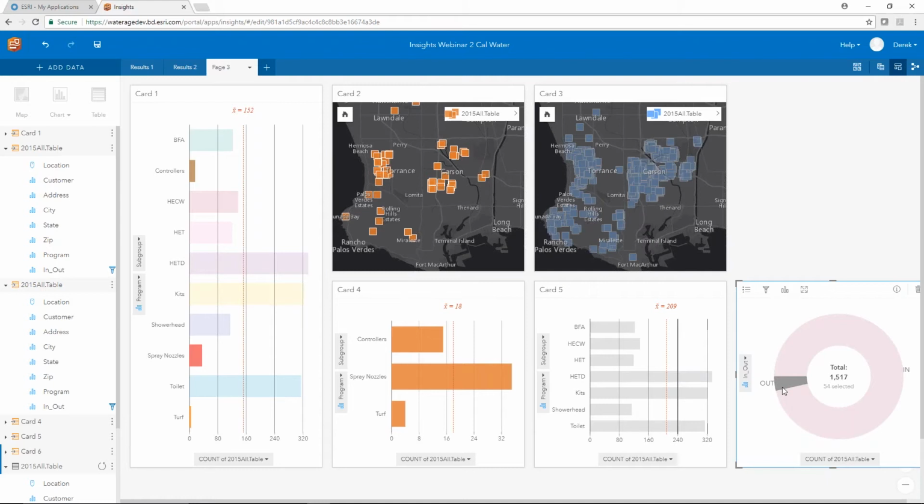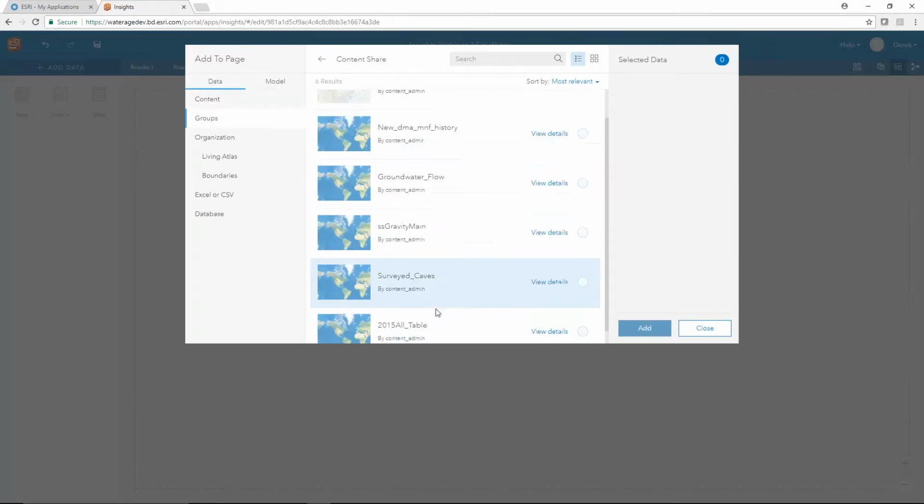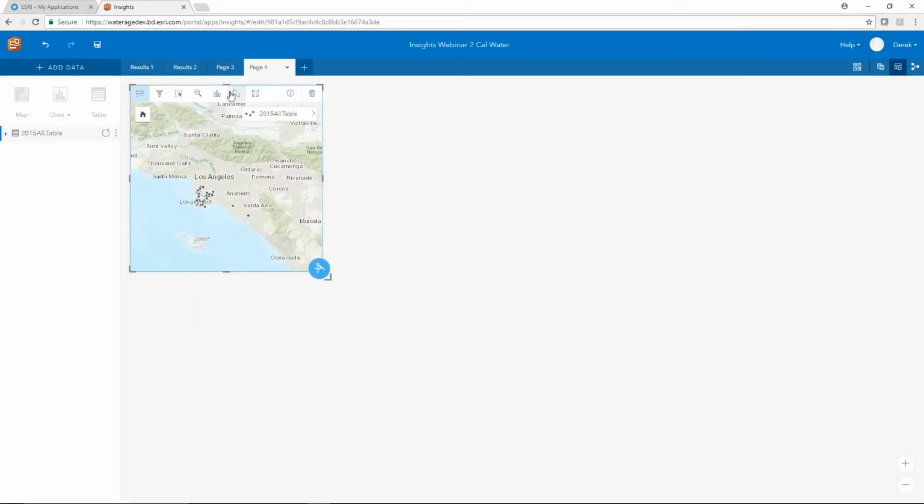So we wanted to figure out how we could focus in on these outdoor programs to see if we could pull out, through demographics, better ways to focus on these programs to get more people to use them. By doing that, I'm actually going to re-add this data into my map or to my insights page.